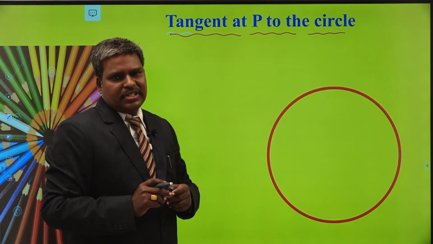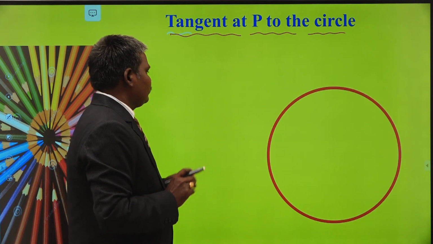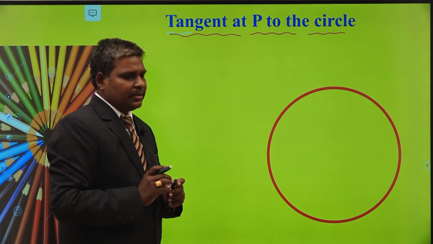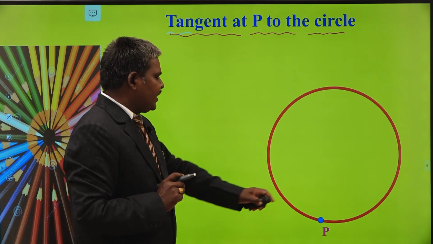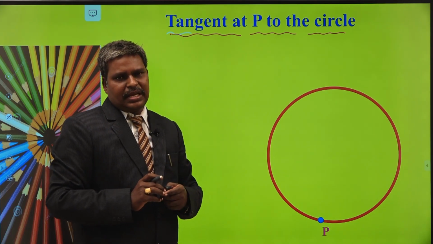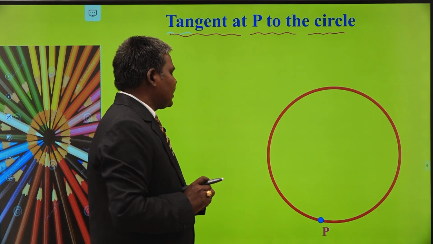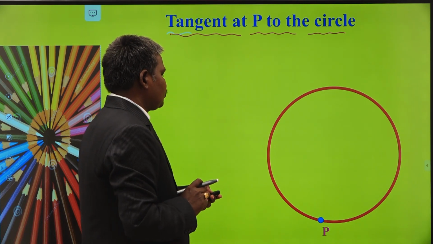This is your circle. Say S equals 0, whatever it may be. This is a circle. This is my point P. I am going to define the tangent at that point. Listen carefully, my dear students.